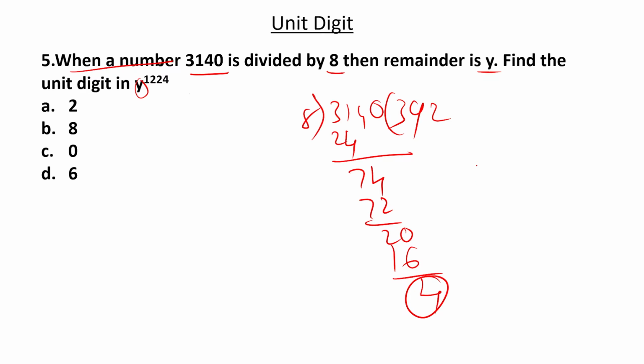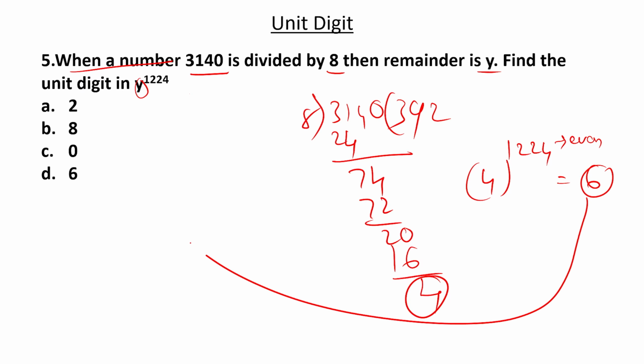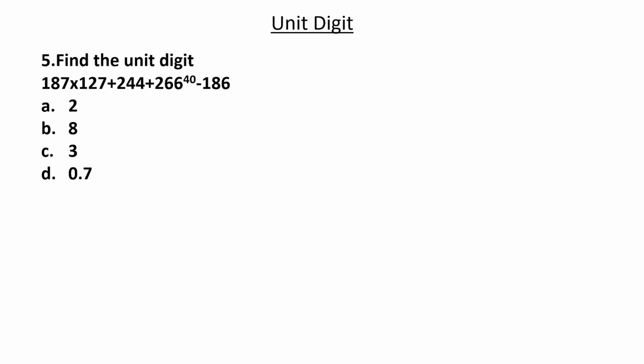We need to find 4 power 1224. Here, since the power is even, we'll get the value 6. 6 is the answer. That's how we do it. You understand, right? It's that simple. There is no need for you to keep your mind on it that much. You can simply do these calculations in your mind if you are an expert or a pro. I'm not an expert or a pro, but I am trying to make a change. So yeah, let's move on.